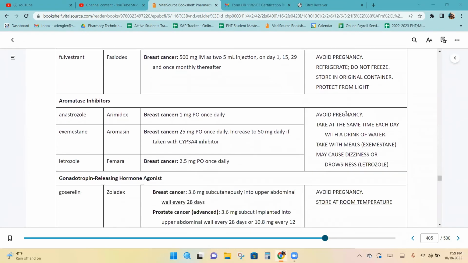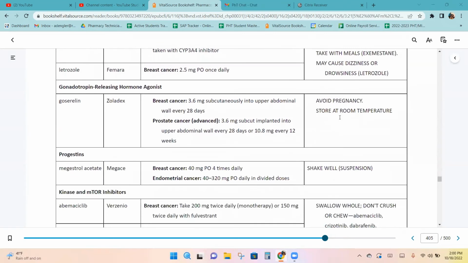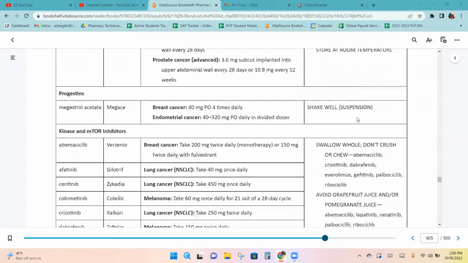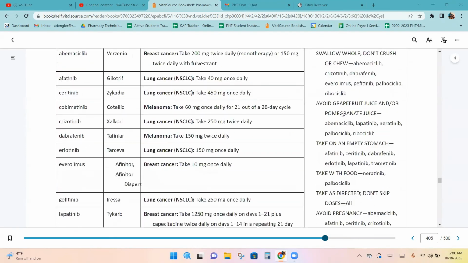For the aromatase inhibitors, also avoid pregnancy, take at the same time each day with a drink of water. For exemestane, take with meals. And for letrozole, it may cause dizziness or drowsiness. For the gonadotropin releasing hormone agonist Zoladex, avoid pregnancy, store at room temperature. For Megace, the progestin, for the suspension, we just want to shake well, like any suspension.